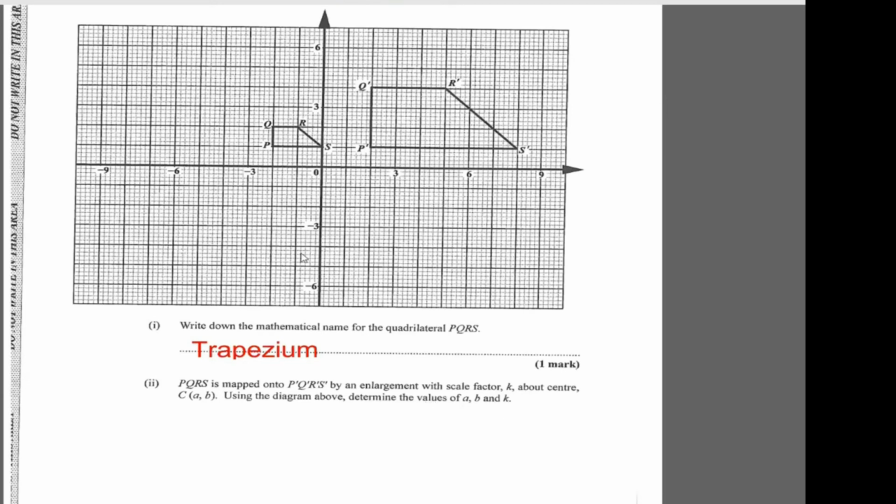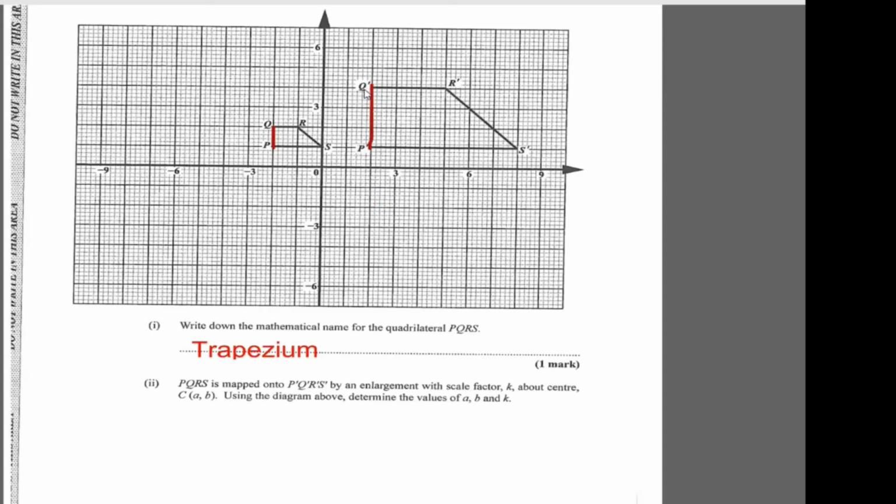Okay, so let's find the scale factor first. I like to find the scale factor first. To find the scale factor, you can find the length of one side of the image divided by the length of that same side of the object. And that will give you the scale factor.